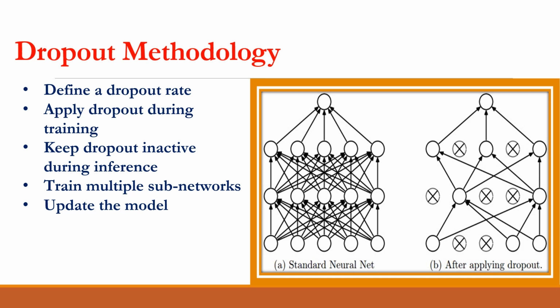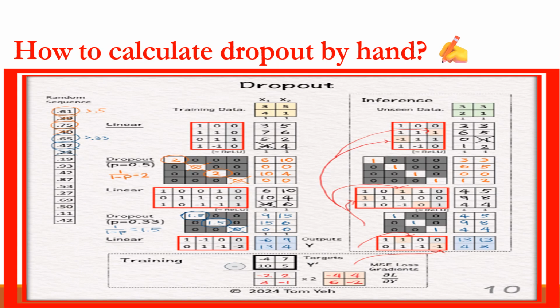To summarize all this, we can say that dropout is a powerful regularization technique that helps prevent overfitting by reducing the complexity of models during training. The randomized nature of dropout creates an ensemble of subnetworks, which results in improved generalization and better performance on unseen data. To understand its methodology better, let's calculate dropout by hand. Dropout is a simple yet effective way of reducing overfitting and improving generalization.